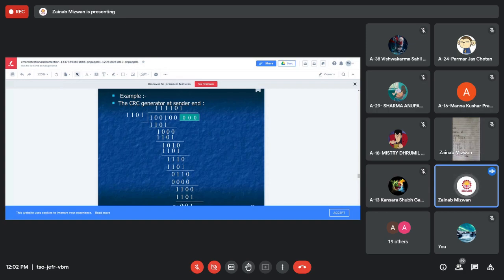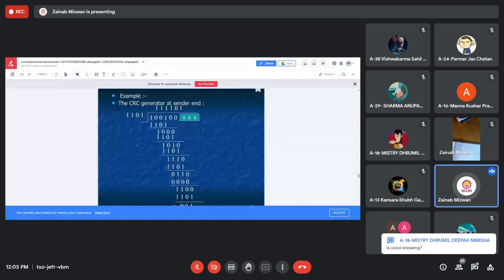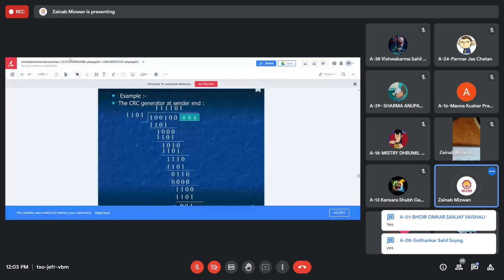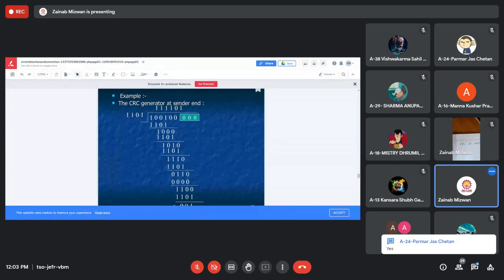क्योंकि हमको 3 टर्म मिल रहा है 110. This value is the CRC at center side. What value I'm getting at the CRC at center is I'm getting the value is 110. So at center I'm getting the value is 110. So we got the CRC.